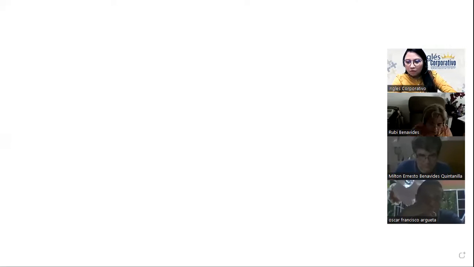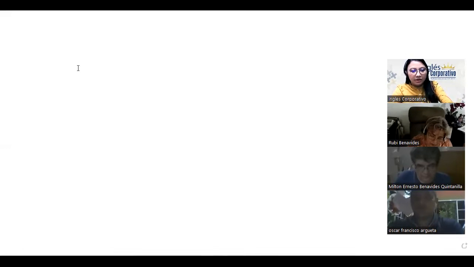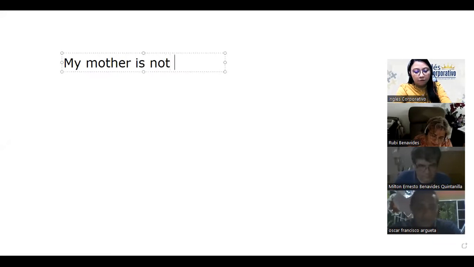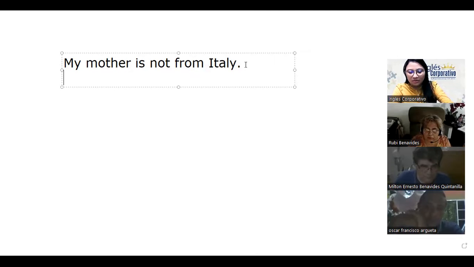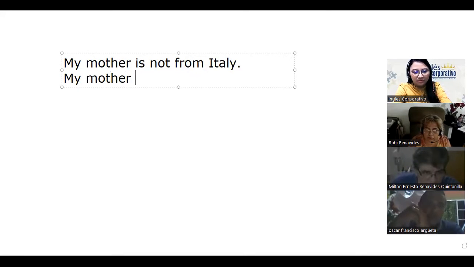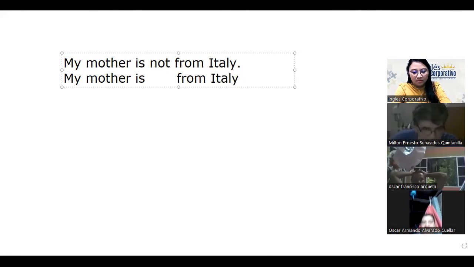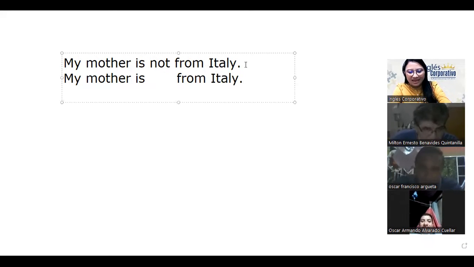Probemos hacer una pregunta. From the same example. Okay, remember your microphones. My mother is not from Italy. Esa es la oración que teníamos. The first example that we were having. This is negative. How do I make this negative sentence into an affirmative sentence? I need this same information, but now as an affirmative sentence. How do I do it? My mother is from Italy. Very good. Good night. Welcome. Excellent.